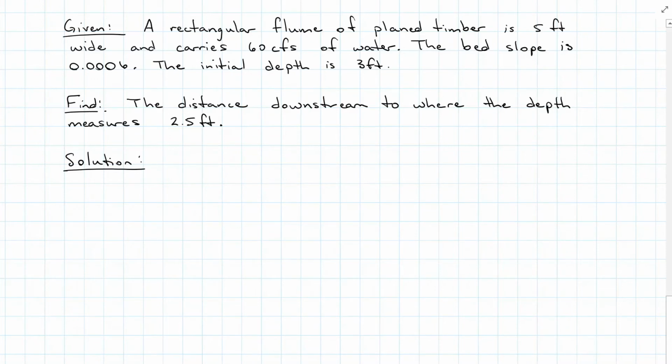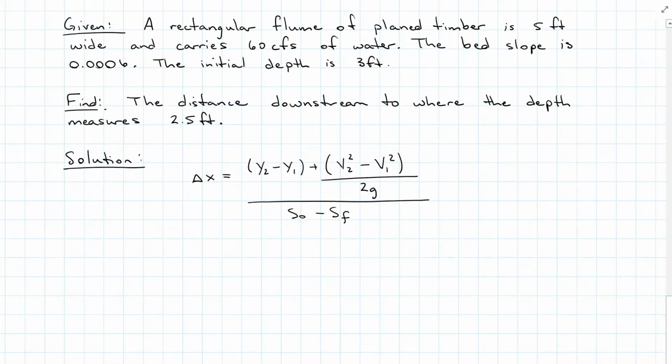We're given a rectangular channel of plain timber that is 5 feet wide and carries 60 cubic feet per second of water. The bed slope is 6/10,000. And the initial depth is 3 feet. Find the distance to where the depth is 2.5 feet. Using our equation above, we have been given our two depths, we have our bed slope, we have our flow rate Q, and we're assuming incompressible fluid, so we can find our velocities.